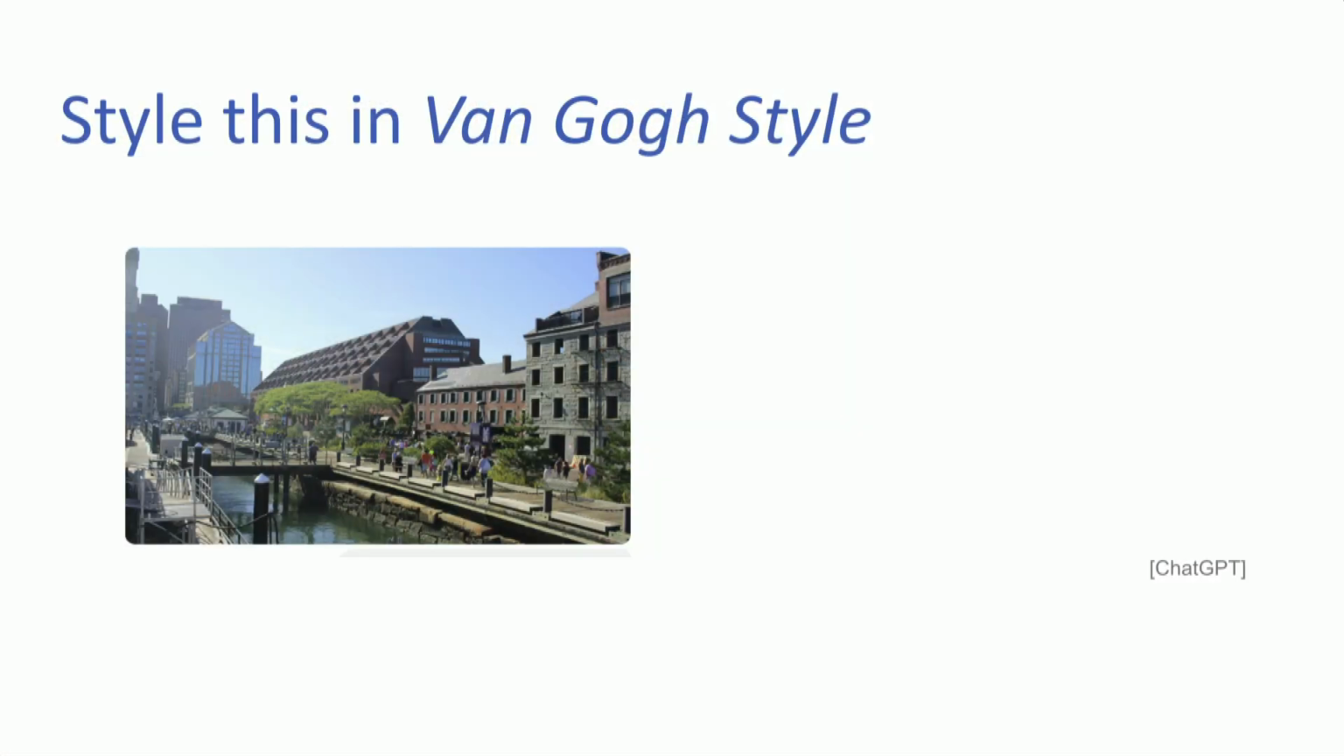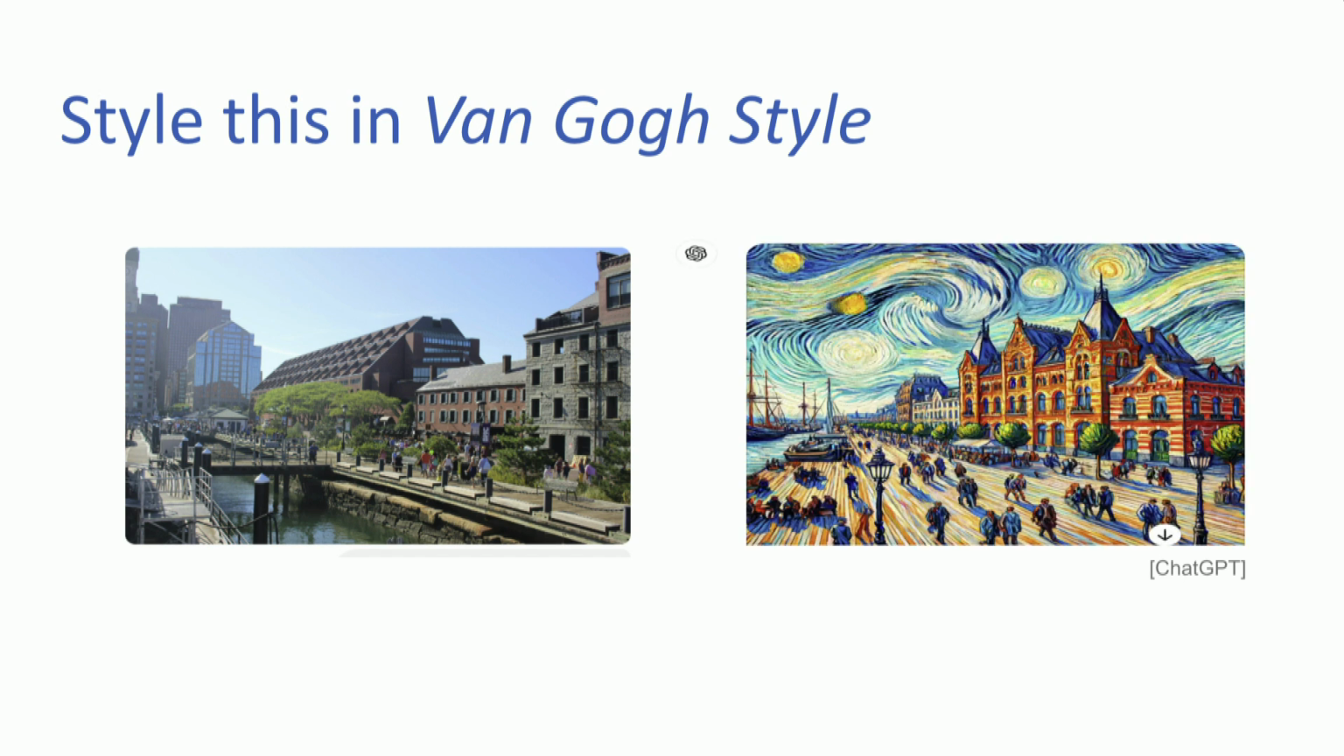This is a photo I took of the Boston Harbor. I uploaded this onto, in this case, ChatGPT, but there are now several other tools we could also use. And I asked it to style it in Van Gogh style. Okay, and this is the output I got. You could even ask for a better output if you would like, or an alternative output image.